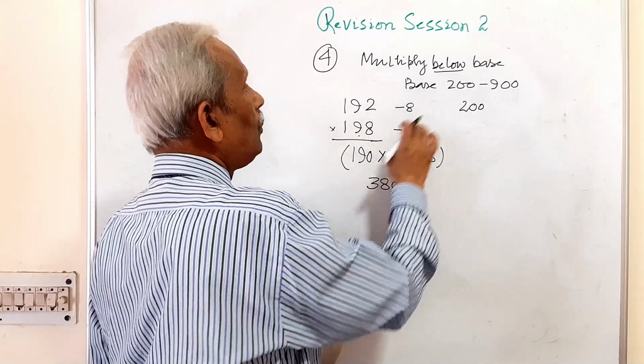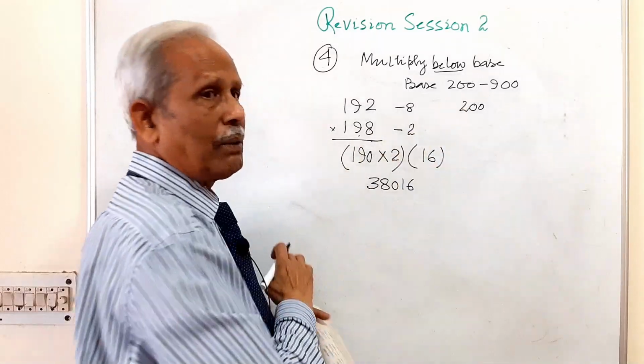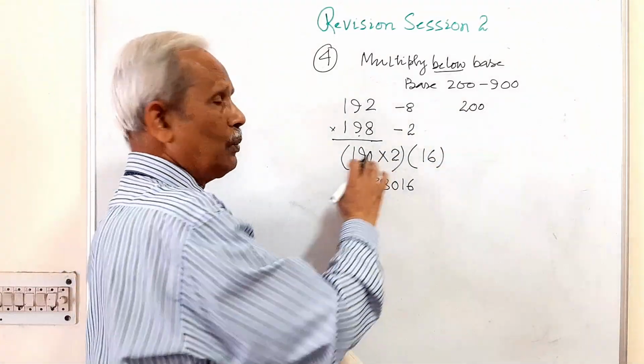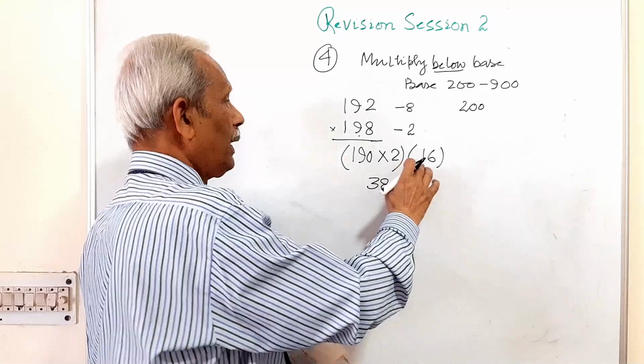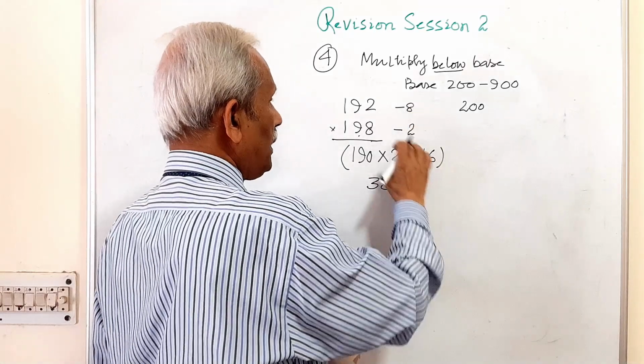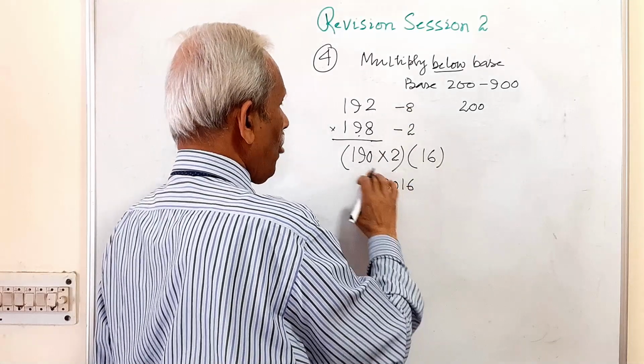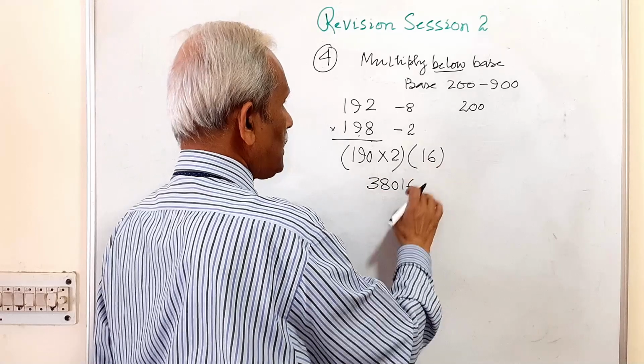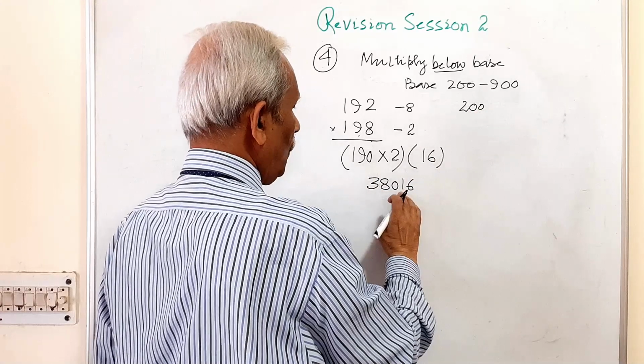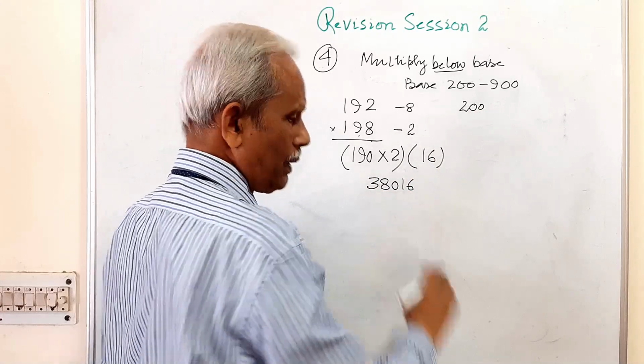190, since the base is 200 instead of 100, we multiply this with 2 and you get 380. 8 into 2 is 16. Minus minus plus. Answer is 380 and 16. It has got 2 zeros here. We write 2 digits here. 38016. Quite simple.